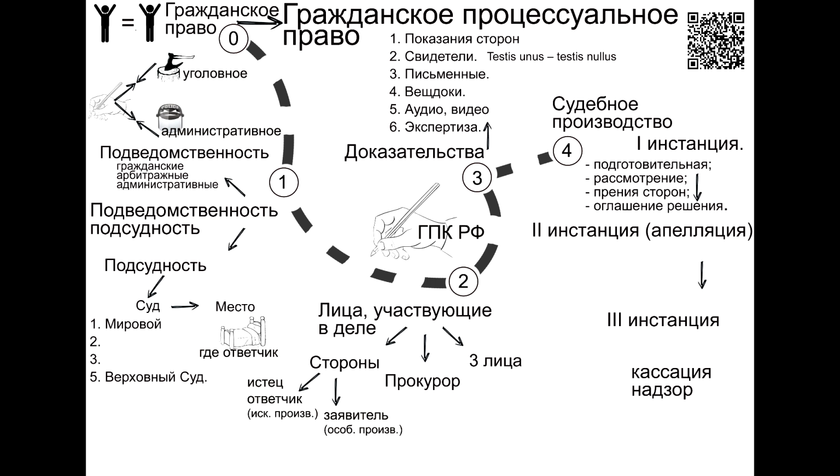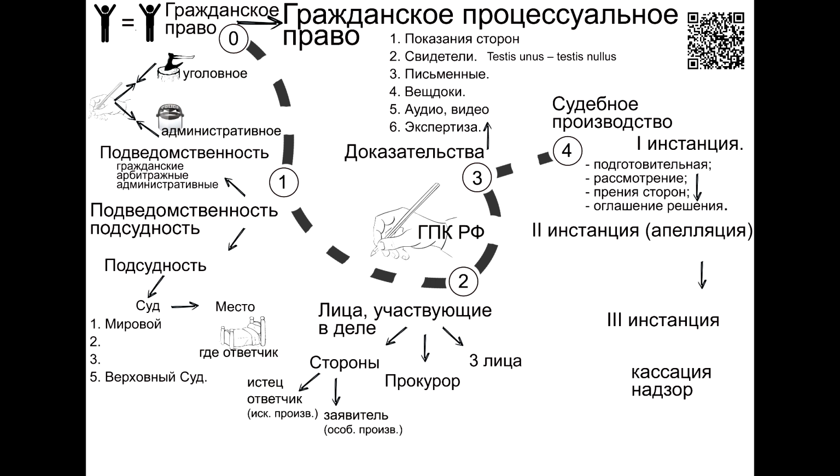The persons involved in the case are divided into two groups. 1. Those acting in defense of their own interests and on their own behalf, who have both a substantive and procedural interest in the outcome of the case. Parties, that is, the plaintiff and the defendant in the claim proceedings, the applicant and the interested person in the special proceedings, the recoverer and the debtor in the writ proceedings. Third parties, that is, those declaring and non-declaring independent claims.